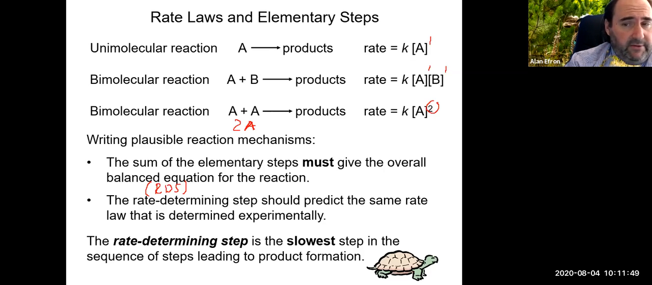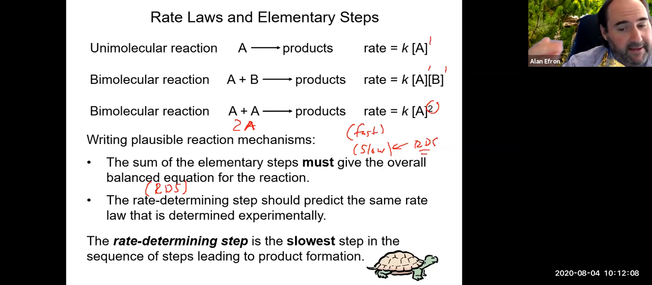The other way that you can figure it out is that the actual steps in the mechanism will be labeled. They'll say, this step is fast, this step is slow. And that's a pretty easy way to figure it out. The one that's labeled slow is the rate determining step. So that's, again, a very common way that you can determine which one is your rate determining step.